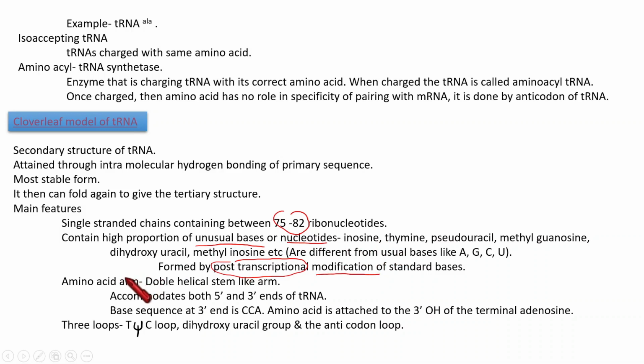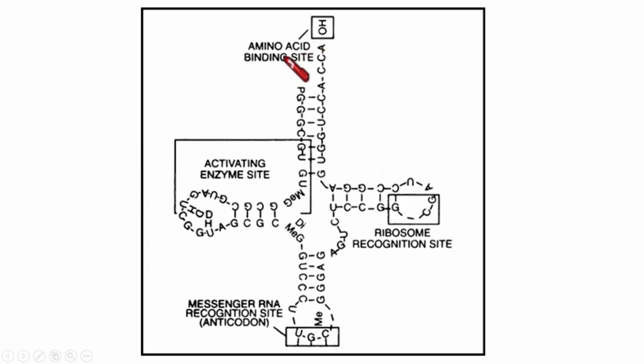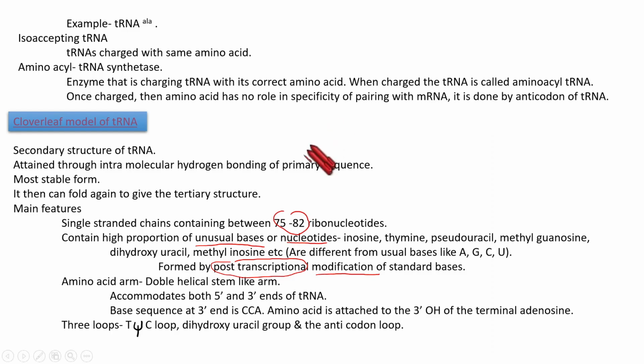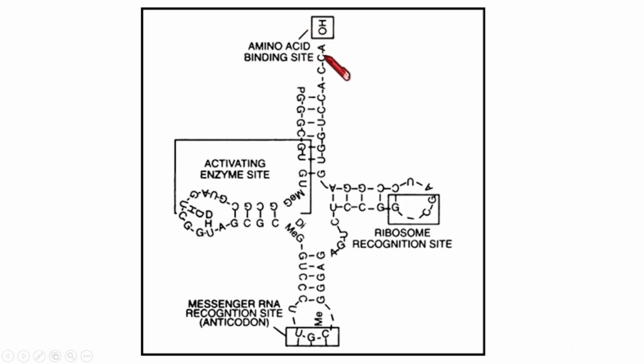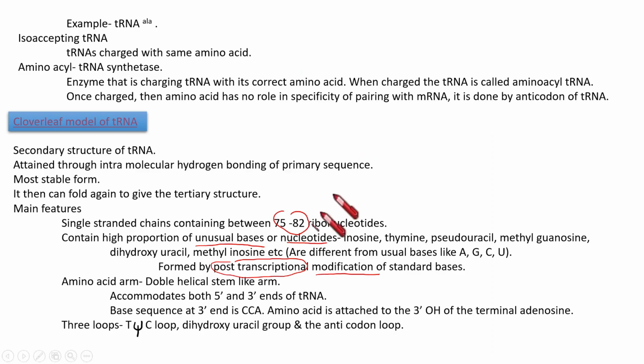Next, it possesses one arm. It's called the amino acid arm. I will show you that. This is the amino acid arm. I'm telling about that arm. It is a double helical stem-like arm. Okay, and what is the peculiarity? That arm accommodates both 3' and 5' ends of the tRNA.